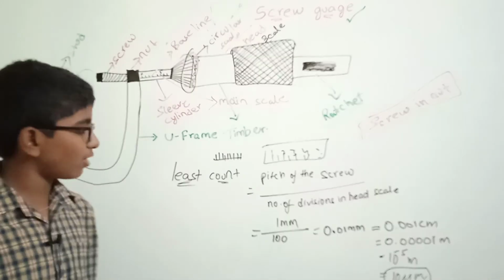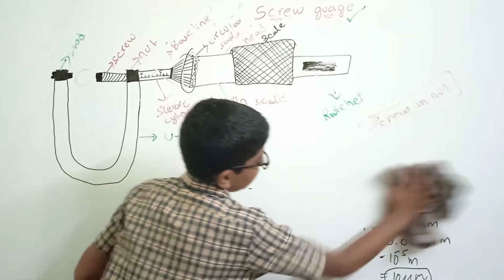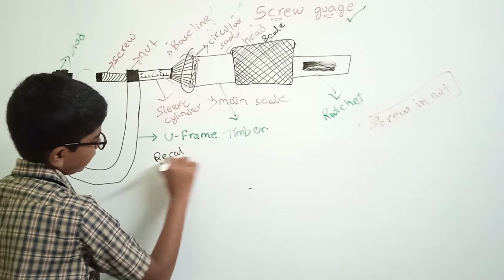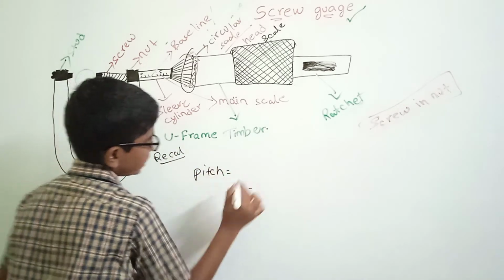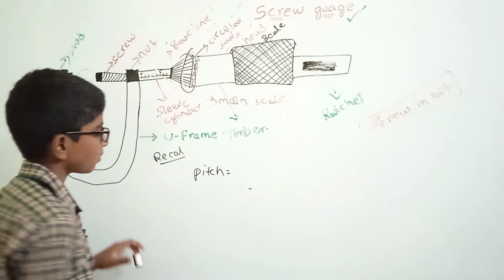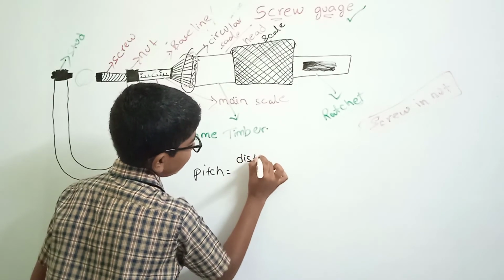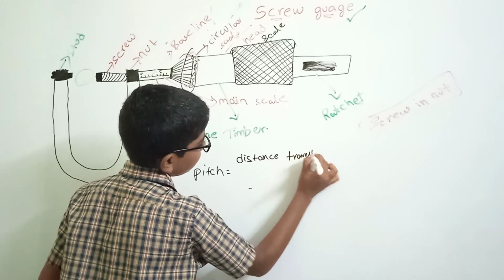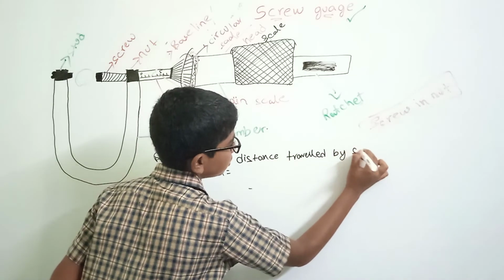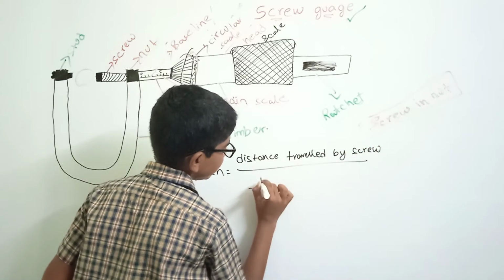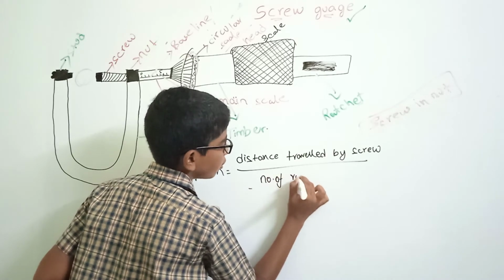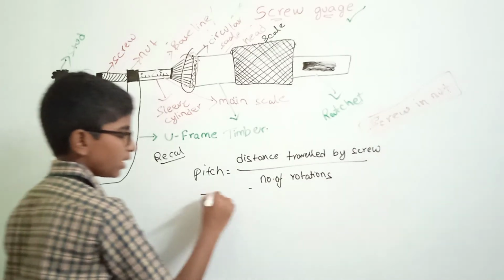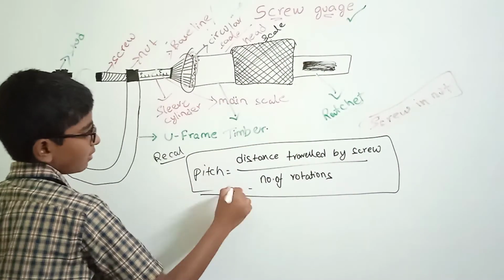Now let's revise the formulas for pitch and least count. Okay, we recall. What is the formula for pitch? Pitch is equal to distance traveled by screw divided by number of rotations. Distance traveled by screw and number of rotations is the formula for pitch. These two formulas are very important.